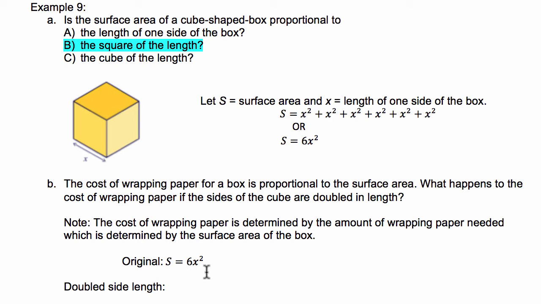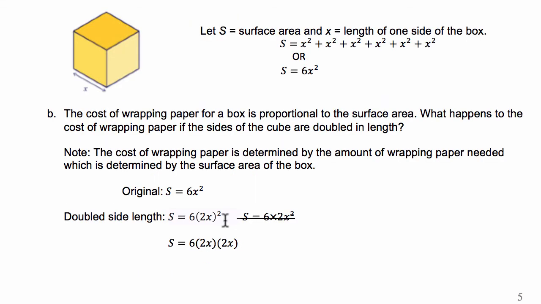Now we will double the length of the box by multiplying x by 2. We get S equals 6 times the quantity 2x, squared. Note, we are interested in doubling the length of the box, not doubling the square of the length of the box. So we want to make sure we multiply x by 2 and not x squared by 2. The quantity 2x squared is 2x times 2x, which equals 4x squared.